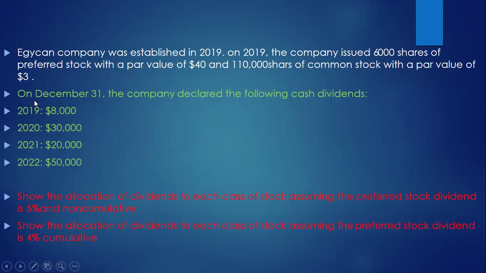So here's the example on December 31st, 2019. The business decides 8,000. Those are similar: 30,000 in 2020, 20,000 in 2021, and 50,000 in 2022. However, we're going to go for the 8,000. Those are the same thing. You just need to change the amount or the dollar number.